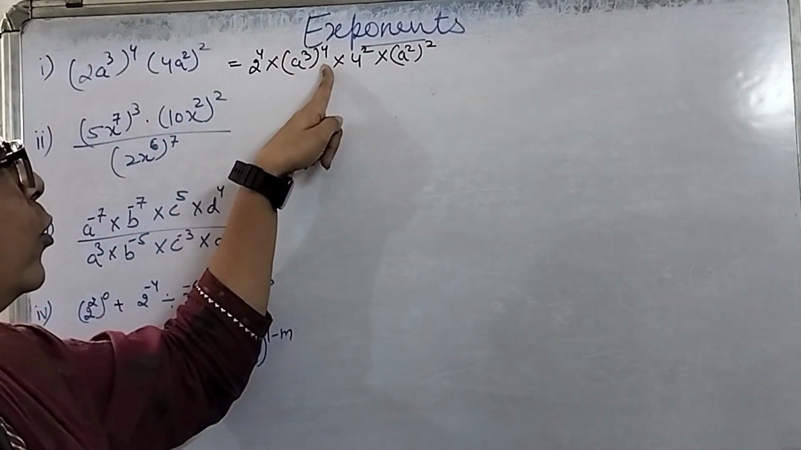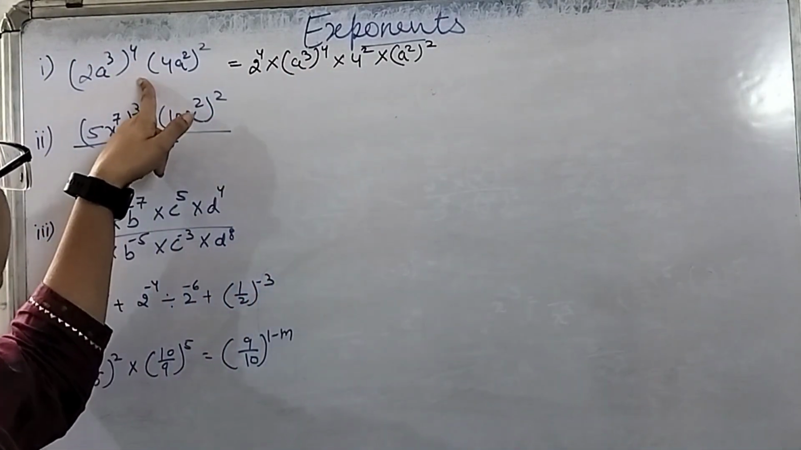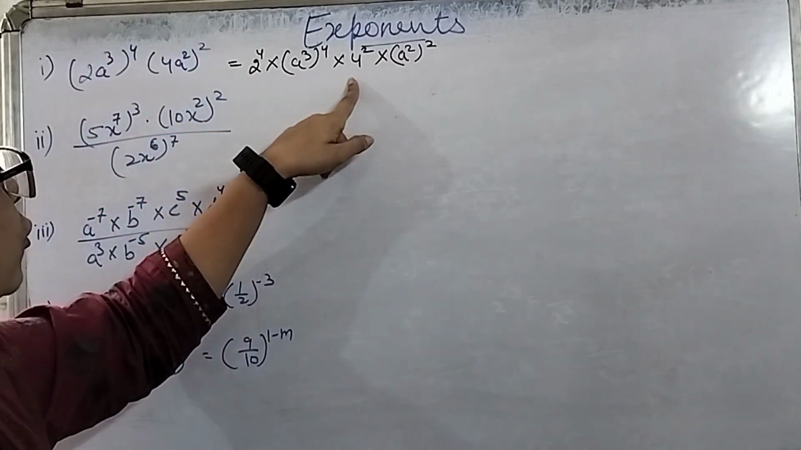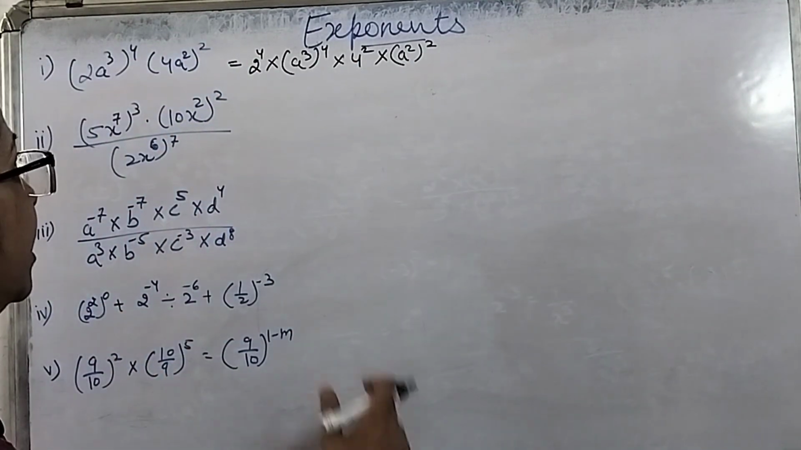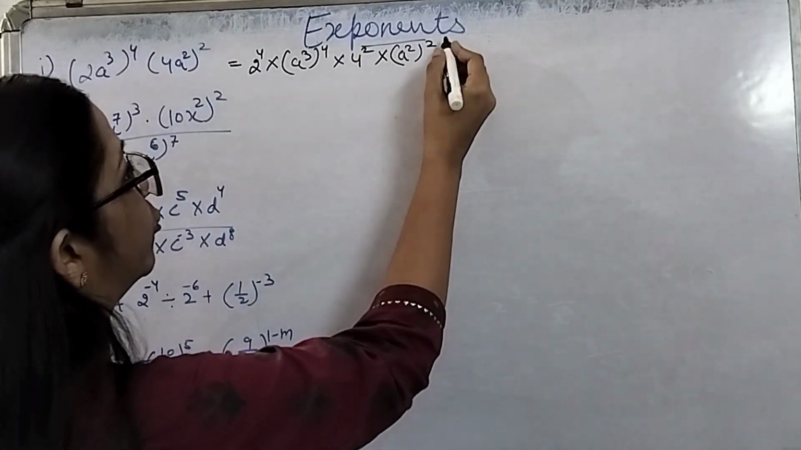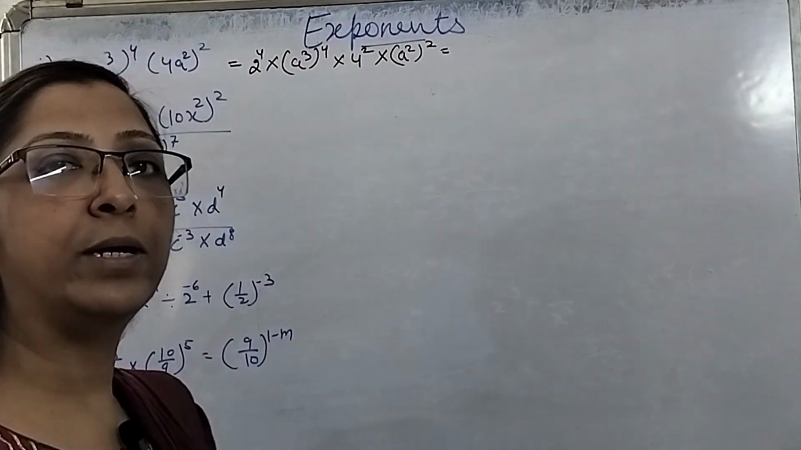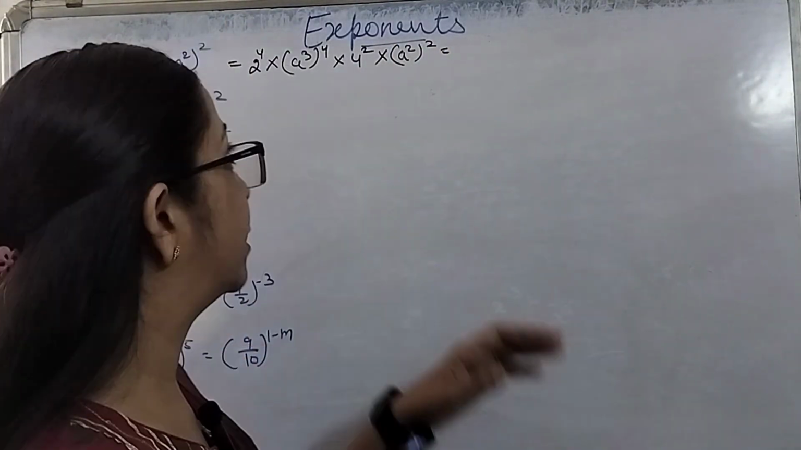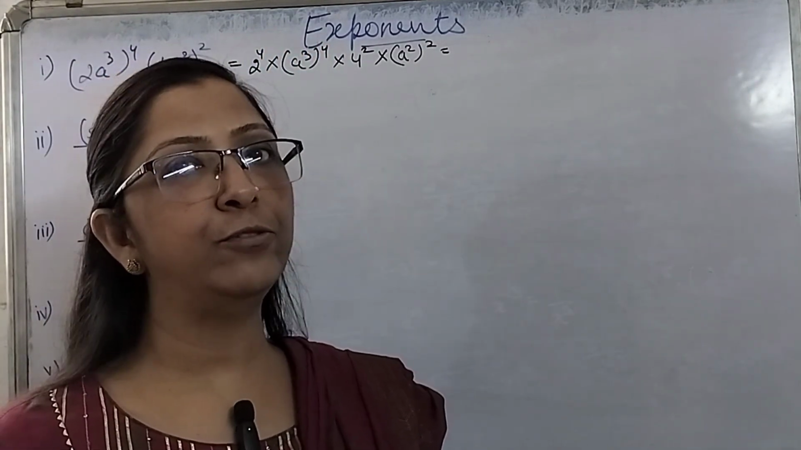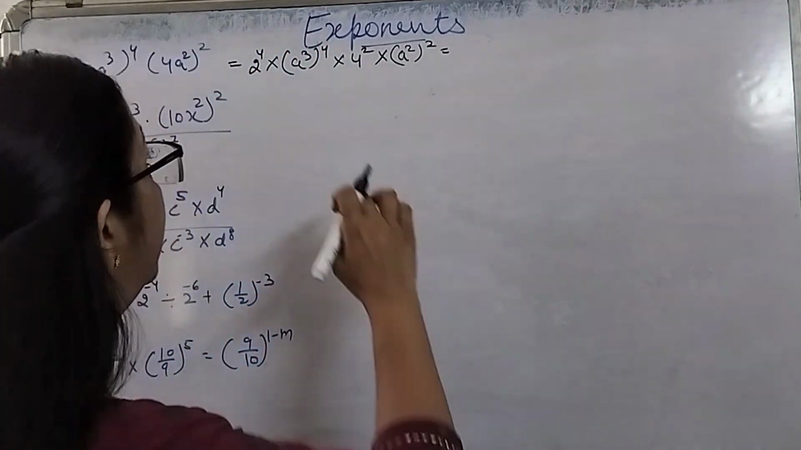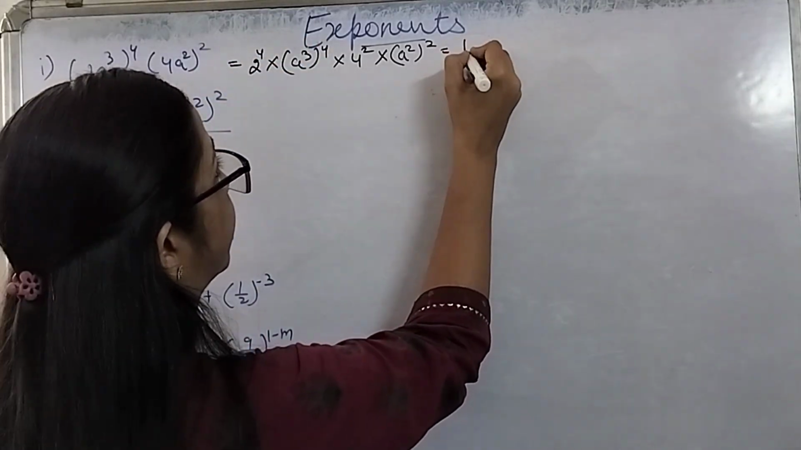So (a^3)^4 we have written. Now the second bracket, 4^2 multiplied by (a^2)^2. Now 2^4, how we can write it as 2 multiplied by 2 multiplied by 2 multiplied by 2. That means 2^4 will be 16. 2 2s are 4, 4 2s are 8, and 8 2s are 16. Value of this will be 16.